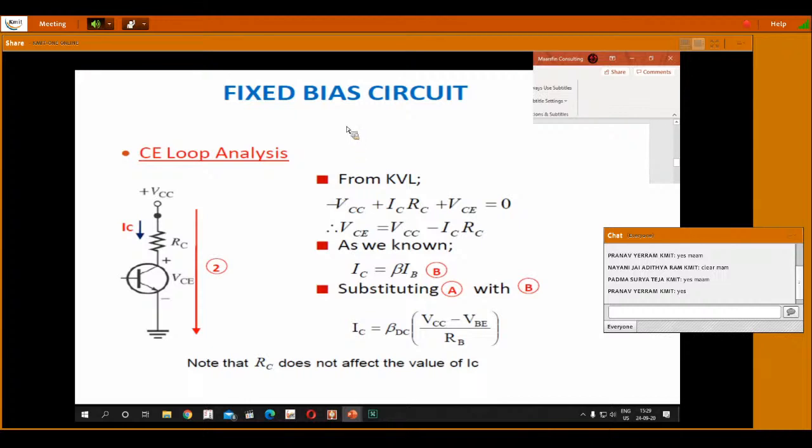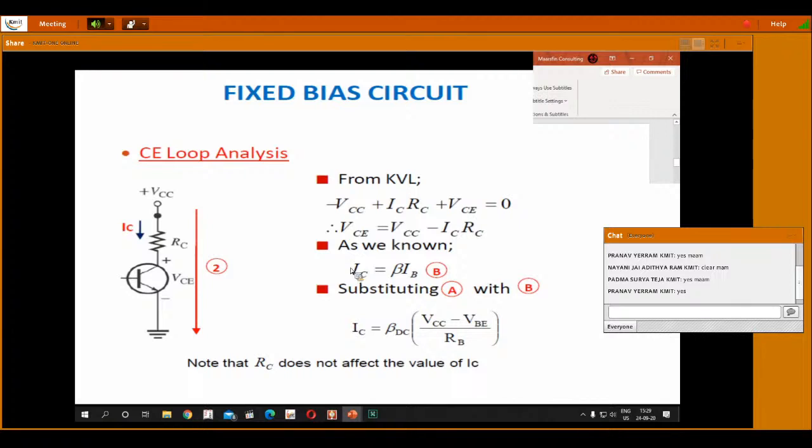In order to find that, we move to the output loop. In the output loop, the current flows from plus VCC to ground. Here I apply KVL now: VCC minus ICRC minus VCE equal to 0. Hence our collector to emitter voltage, or the output voltage, is equal to VCC minus ICRC.